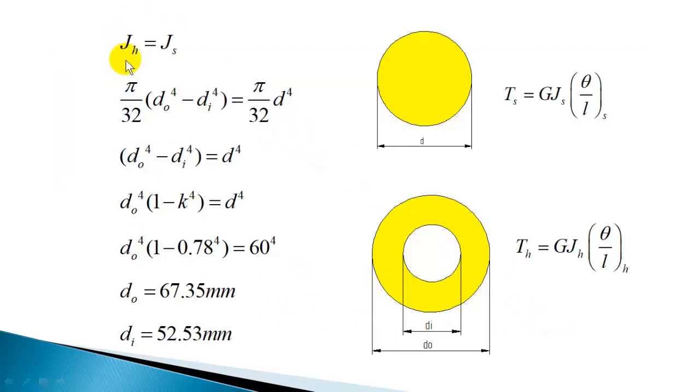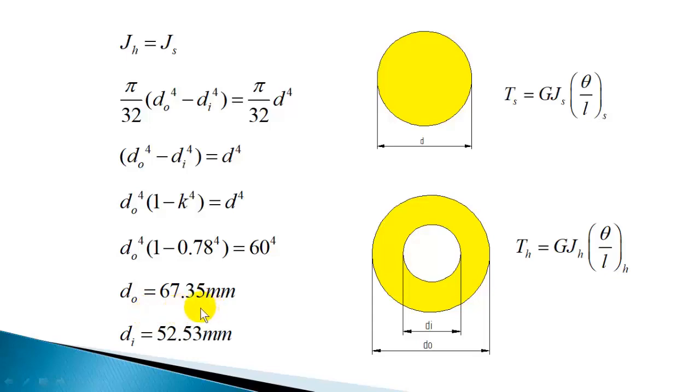So you have to equate J of hollow shaft equal to J of solid shaft, and we know that J of hollow shaft is pi by 32 into d naught to the power of 4 minus d i to the power of 4, equal to pi by 32 into d to the power of 4. Now d naught to the power of 4 minus d i to the power of 4 is equal to d to the power of 4. Pi by 32 cancels. So now d naught to the power of 4 you can take outside: d naught to the power of 4 into 1 minus k to the power of 4 is equal to d to the power of 4. Now d naught to the power of 4 into 1 minus the diameter ratio 0.78 to the power of 4 is equal to d, which is given as 60, to the power of 4.